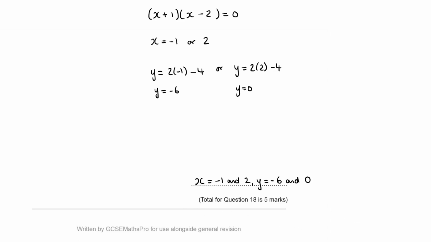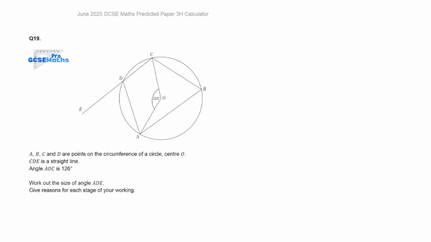And there's my answers. Question 19, we've got circle theorems. So A, B, C, and D are points on the circumference of a circle centre O. CDE is a straight line. It's not a tangent, but it is a straight line, okay? So don't think that that's a tangent because it's obviously cutting through the circle, and tangents don't go through a circle, they just kind of skim the edge of it.